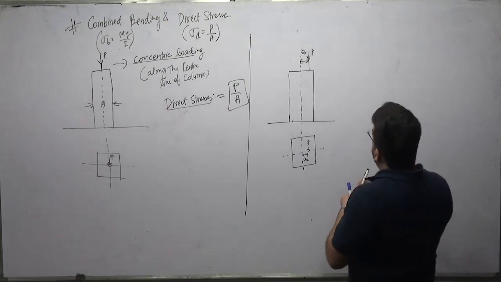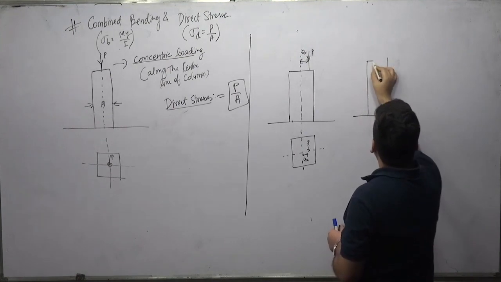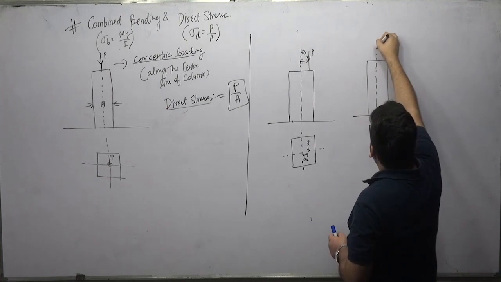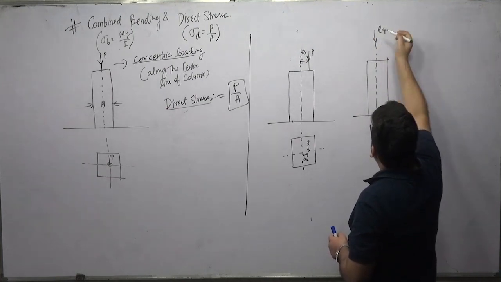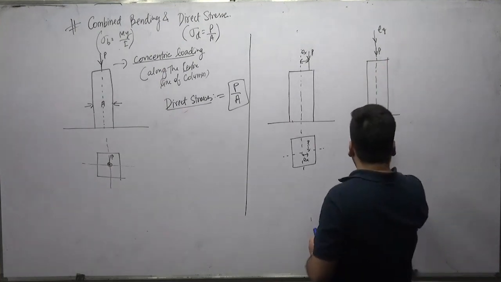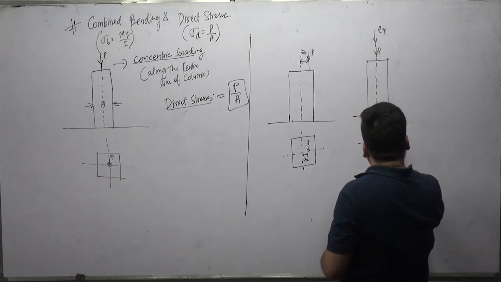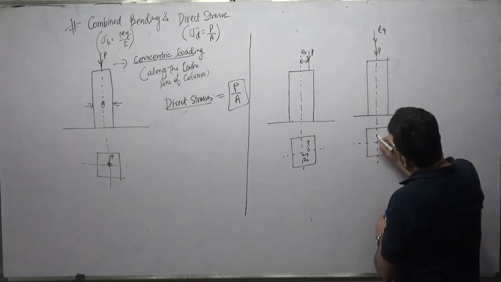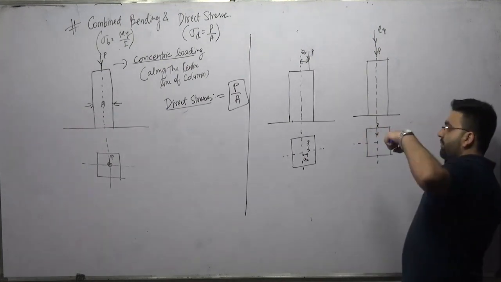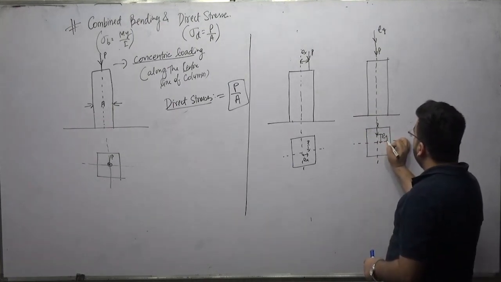Or we can also have a loading like this. This is the front view. This is acting somewhere here, with an eccentricity of Ey. Obviously, I cannot draw Ey here because this is X, this is Y, but in the top view I can draw it easily. So this is the center, and this load is acting somewhere here, normal to this column, at an eccentricity of Ey.